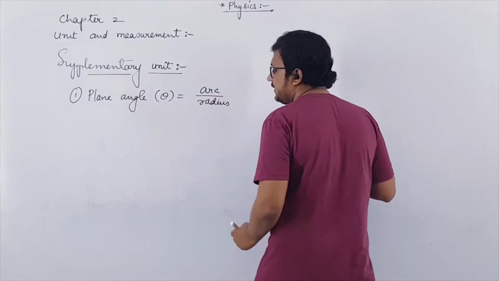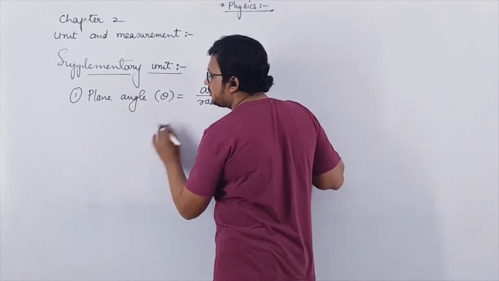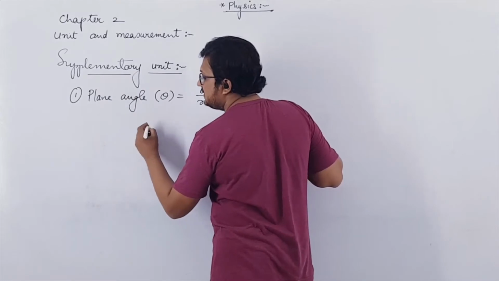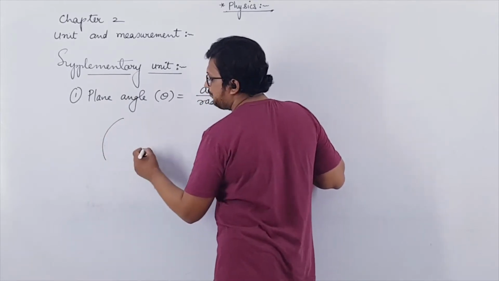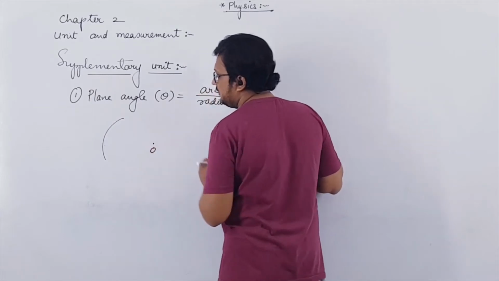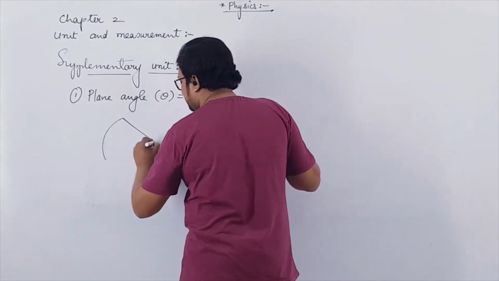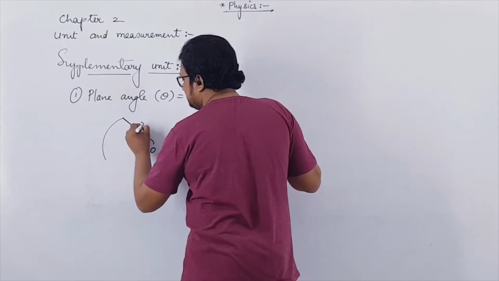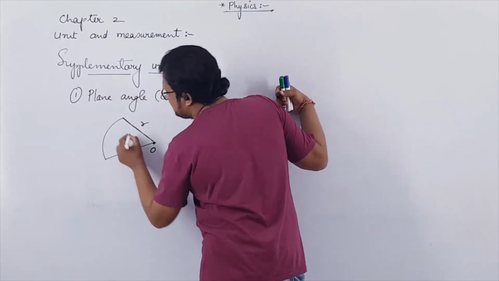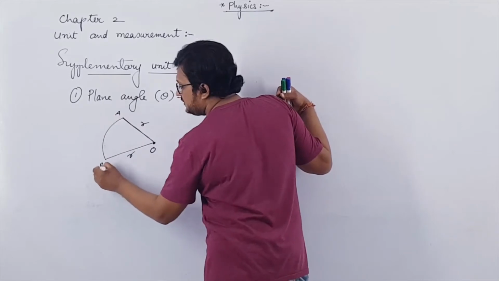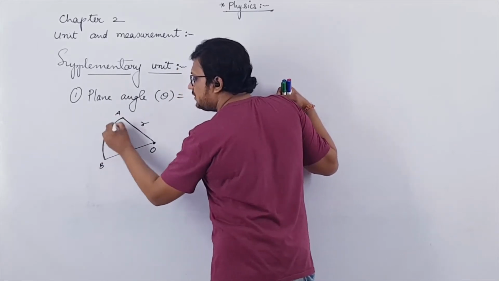Now arc over radius means, suppose you have come across this in a standard figure. Suppose this is the arc of a curvature or a circle, and this is the center of that circle. Then from this point you can say that this will be the radius of the circular path. This will be the radius. And this AB, this portion AB will be our arc.